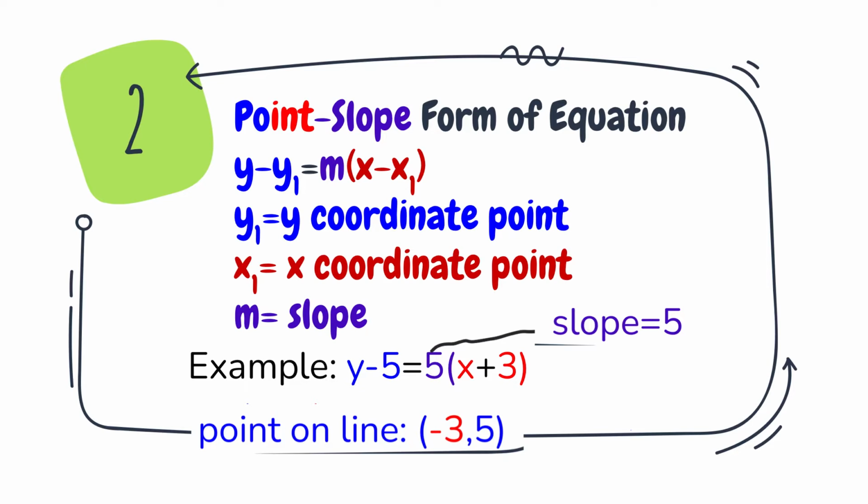The reason it's negative 3 is because if you recall, it's x minus x1. So if we have a plus sign here, it means that we did x minus negative 3. Minus a minus is a positive, which is where we got that sign. And then we did y minus 5, which means this must be positive 5. So the point on the line is negative 3, 5.